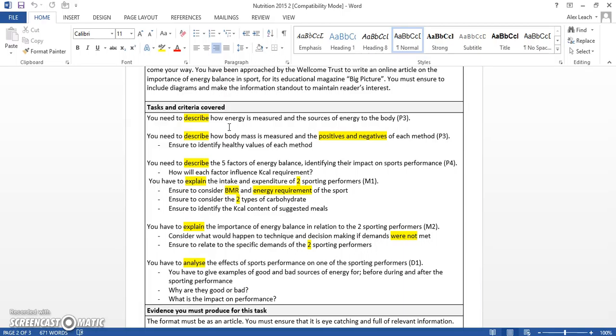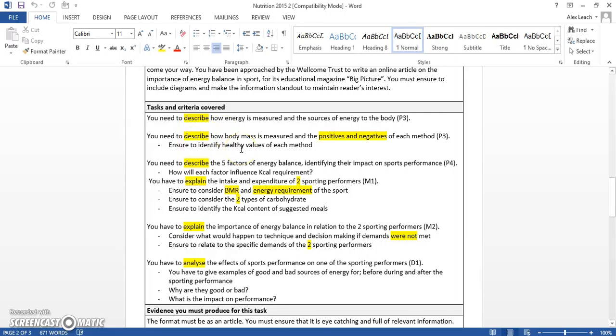Then what you also need to do is to define key terminology. So specifically, what does a calorie mean? What does a kilocalorie mean? A joule, a kilojoule? Also tell me how they interlink to one another. So for example, 1 kilocalorie equals 4.2 kilojoules. You can utilize the definitions within your BTEC chapter as well, which is available online for you. So make sure you utilize that.